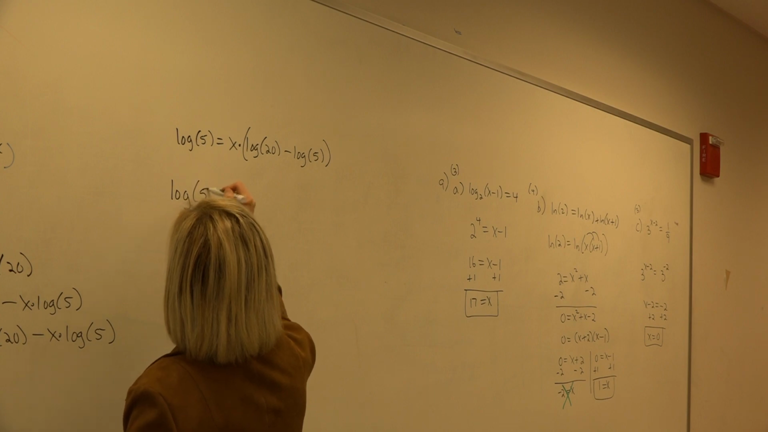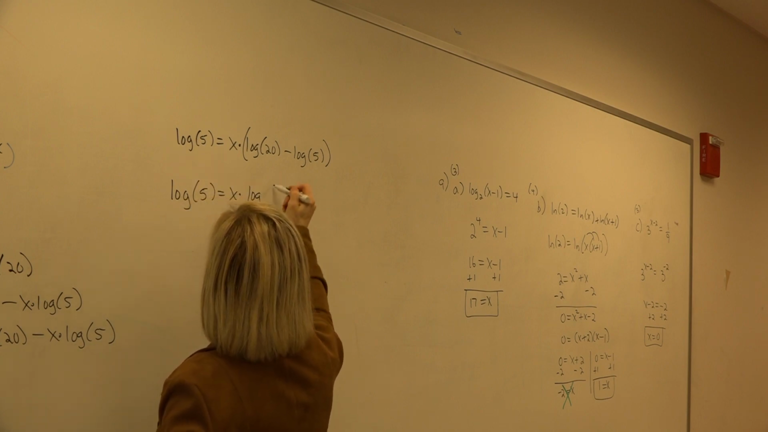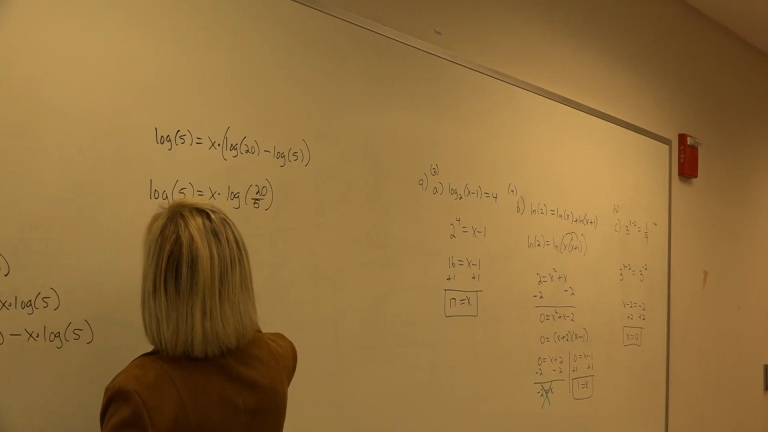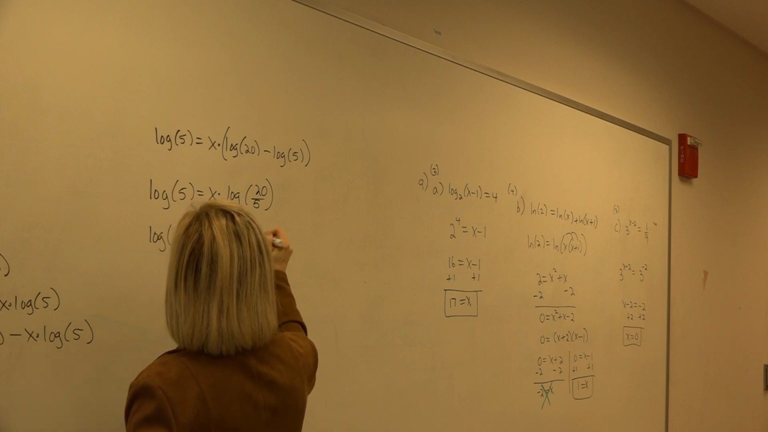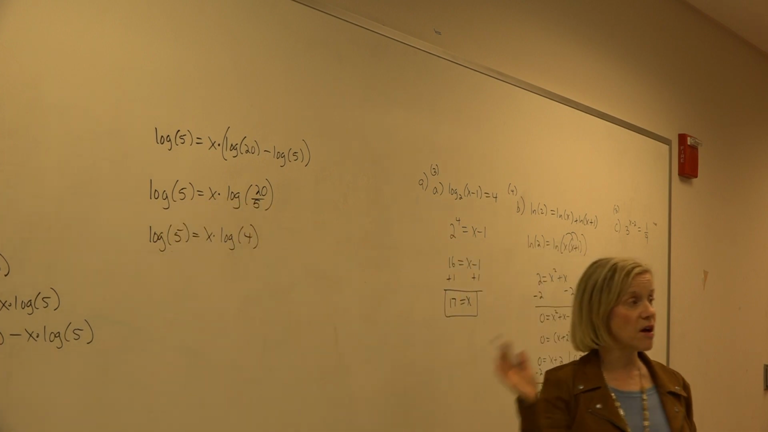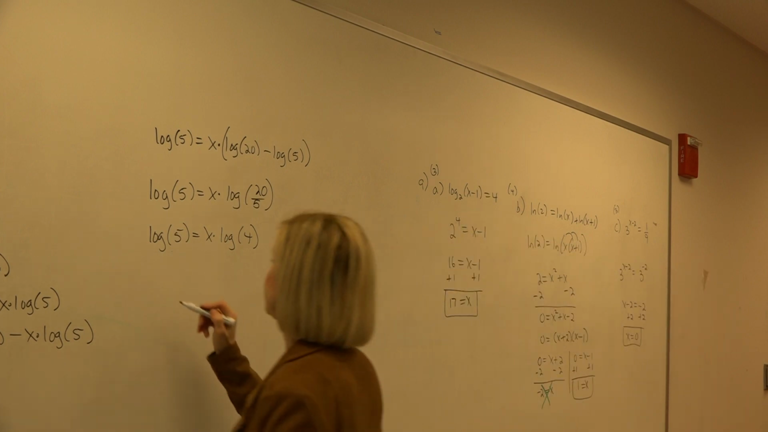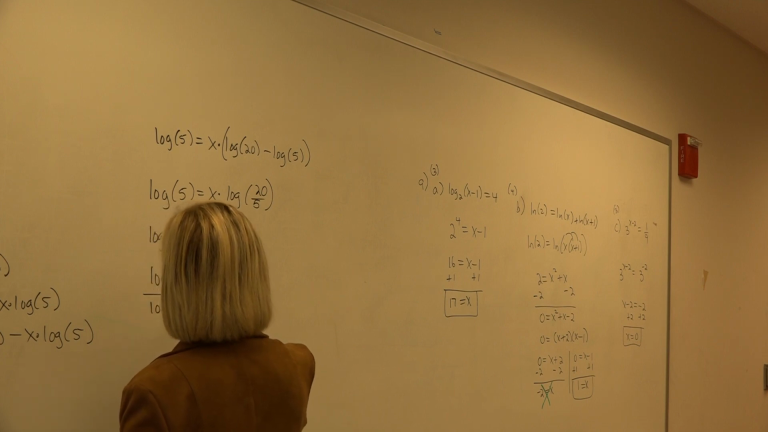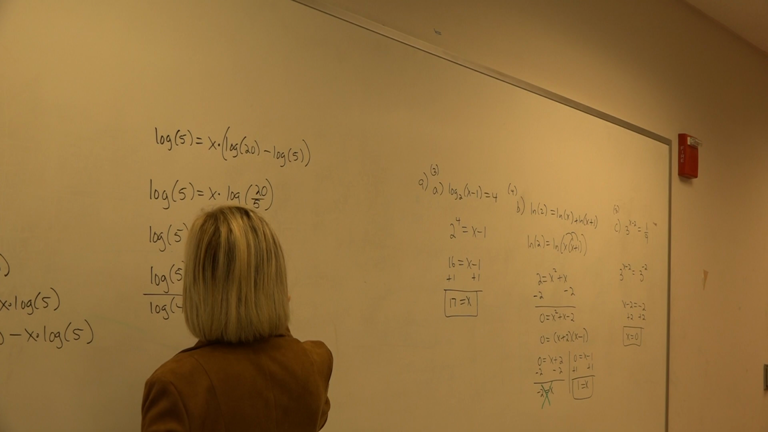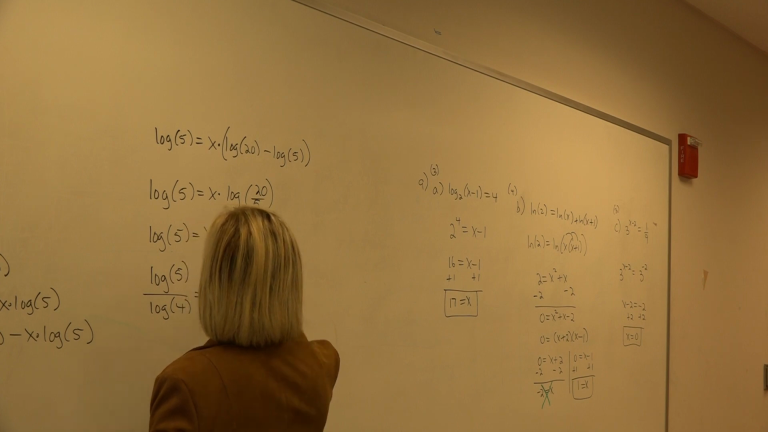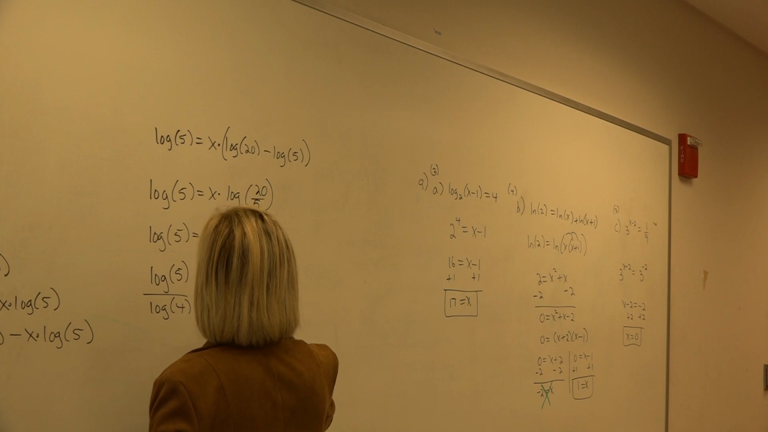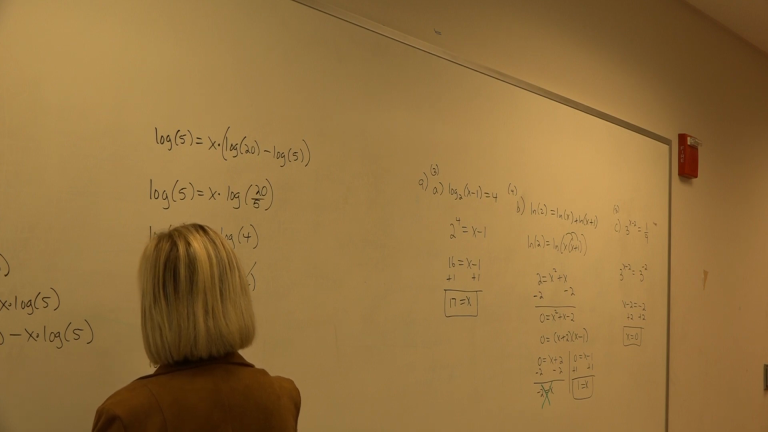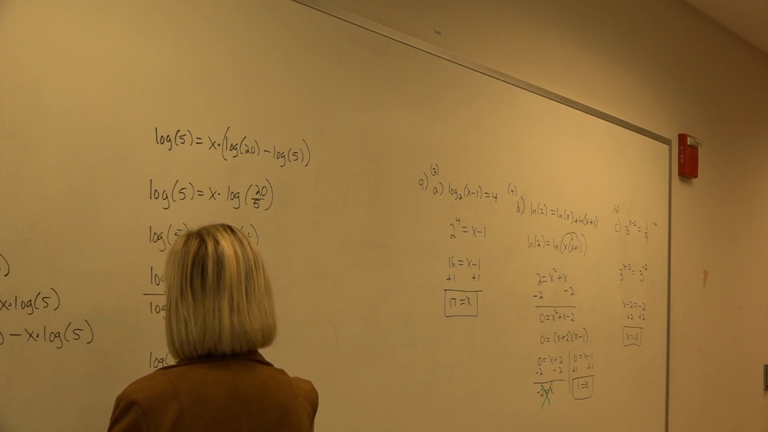So we've got the log of 5 equals x times the log of 20 over 5, which is the log of 5 equals x times the log of 4. And so finally, to get x by itself, to remove multiplication, we do division. And we're going to divide both sides by the log of 4. So we've got the log of 5 divided by the log of 4 equals x.